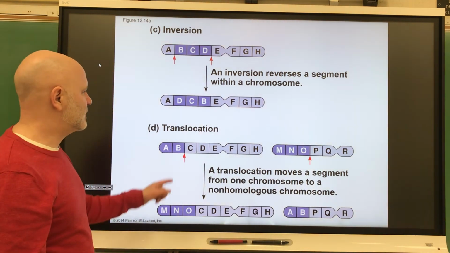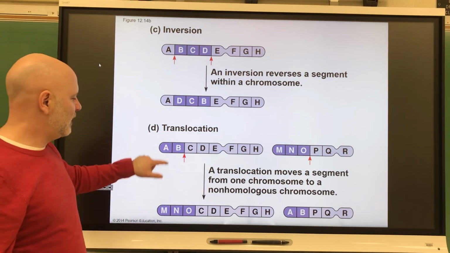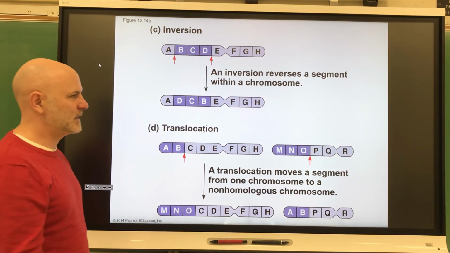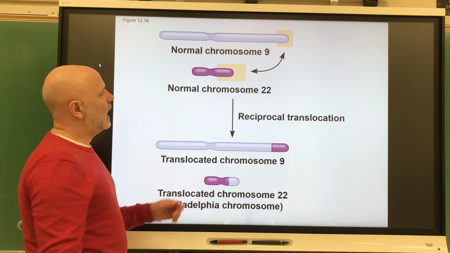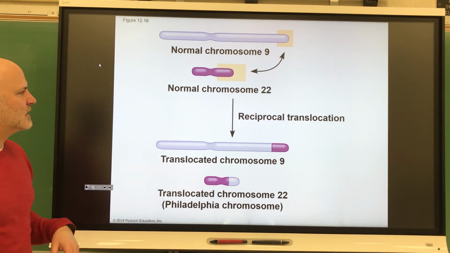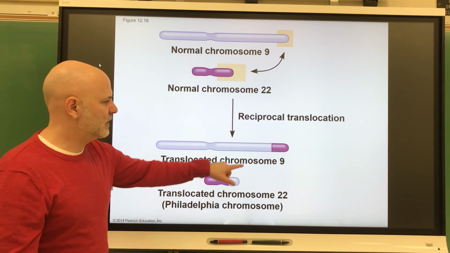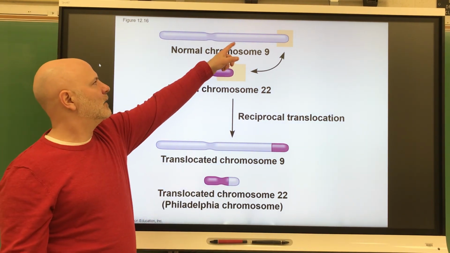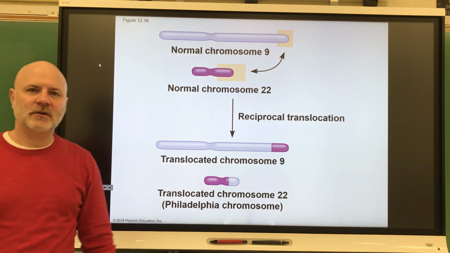And lastly is a translocation. 2 chromosomes are broken, and then these pieces are put onto the wrong chromosome. So once again, they're put back together incorrectly. This is actually showing what is known as a Philadelphia chromosome. This leads to a type of leukemia where there's a break in chromosome 9 and 22, and those pieces are put on to the wrong chromosome.